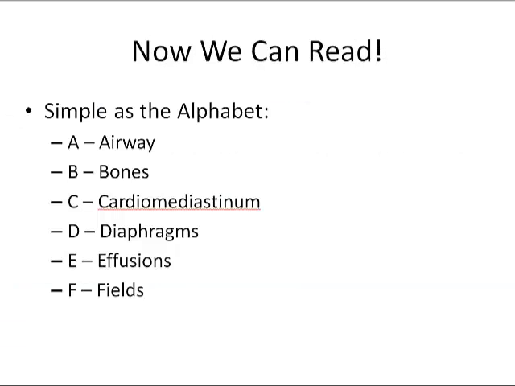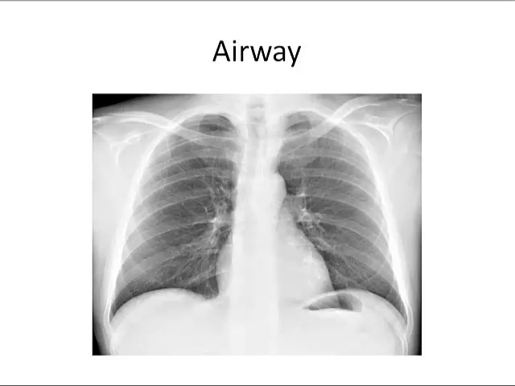Now that we know how good our film is, we can actually read our film, and luckily reading is as simple as knowing the alphabet. So we start off with the airway. The A is for airway, and what that means is the trachea, which I'm outlining right here, which goes down and meets up with the mainstem bronchi, which you can make out. It's a little difficult on this film, but you can make it out right there.